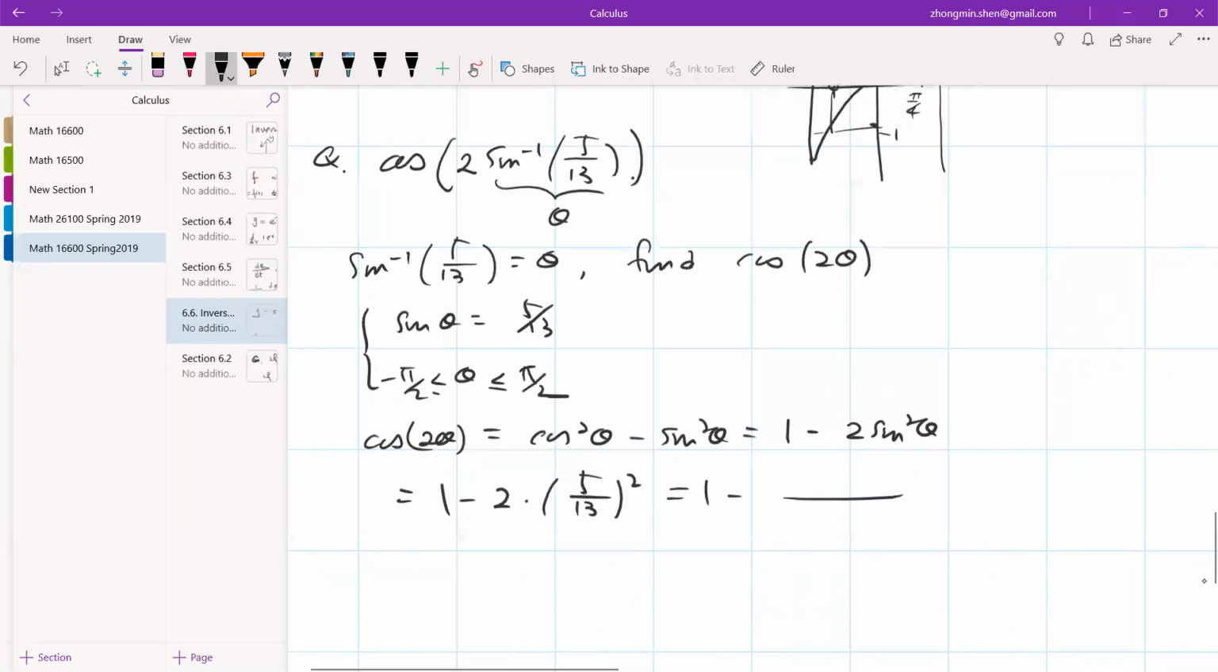1 minus 50 over 169. Right? So you get 119 over 169. So you get this value. This value cannot be larger than 1.